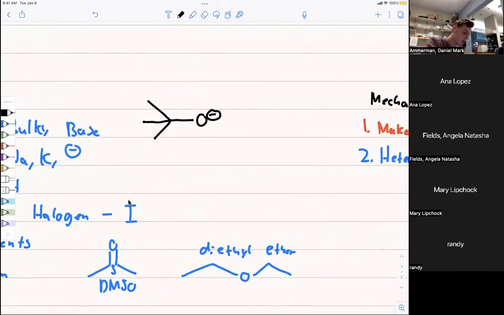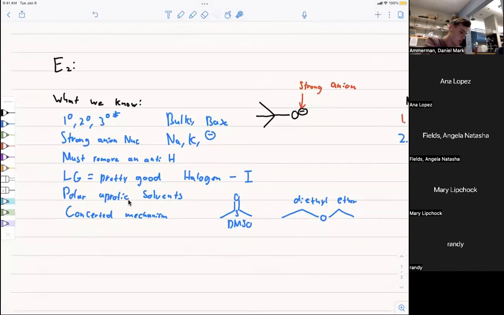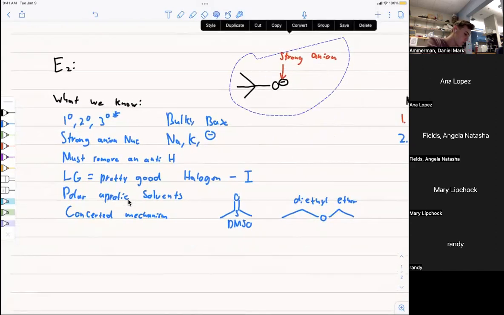This is called tert-butoxide. There's a few ways you could see it. You could see it like that, or just know that this is a strong anion, so you could also see it as Na or K. All three of these ways, it's the same thing. But this side of it is bulky, which means it'll make it less substituted. Actually, I'll throw that in here as well.